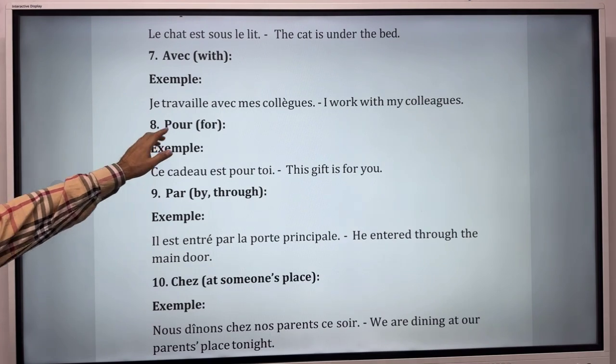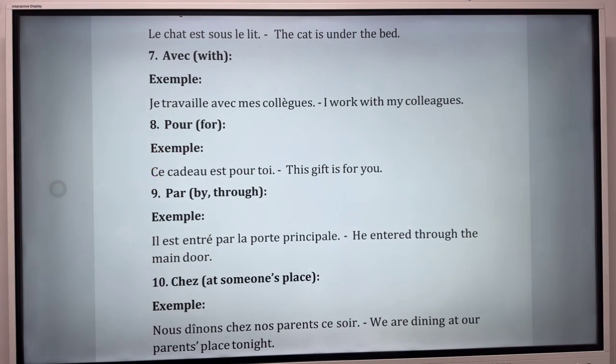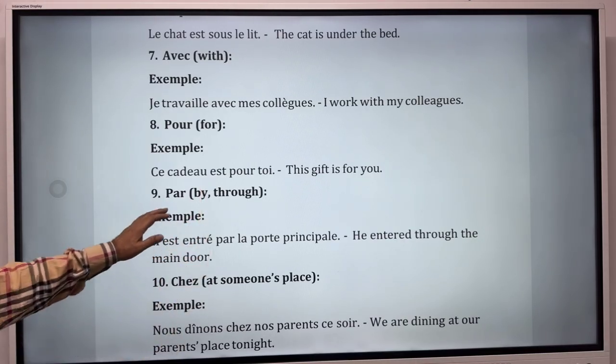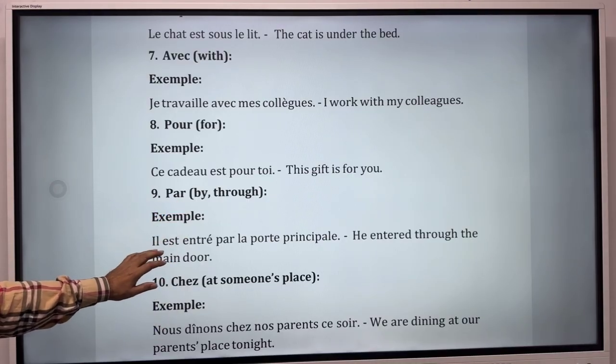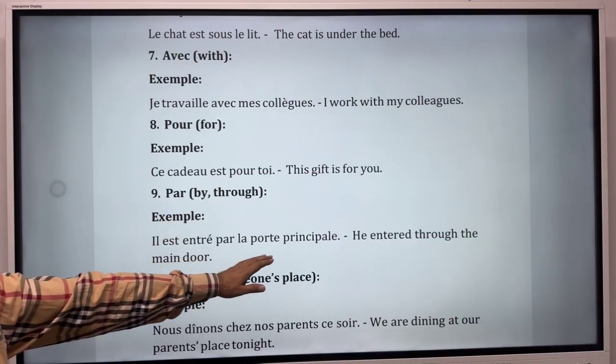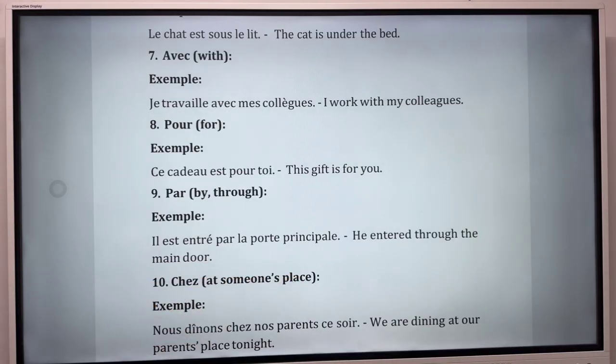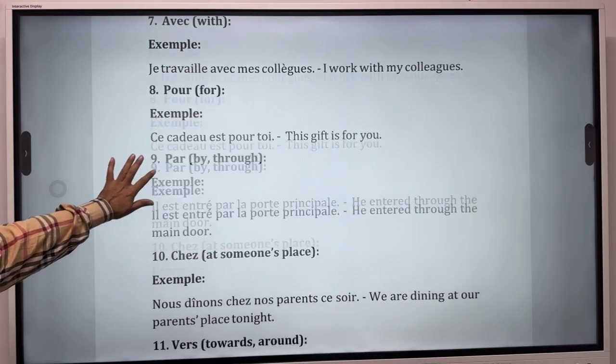Then pour, which means for. Le cadeau est pour toi, ce cadeau est pour toi, this gift is for you. Par, which is by or through. Example, il est entré par la porte principale, he entered through the main door.